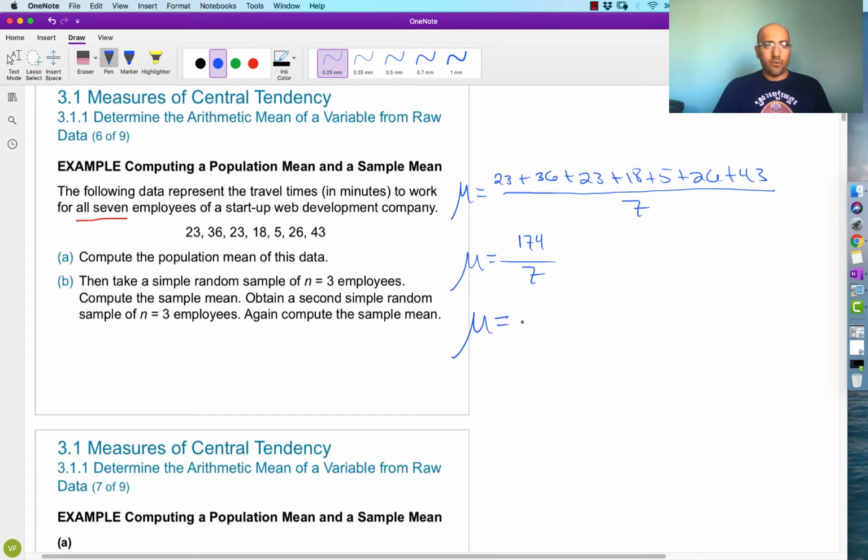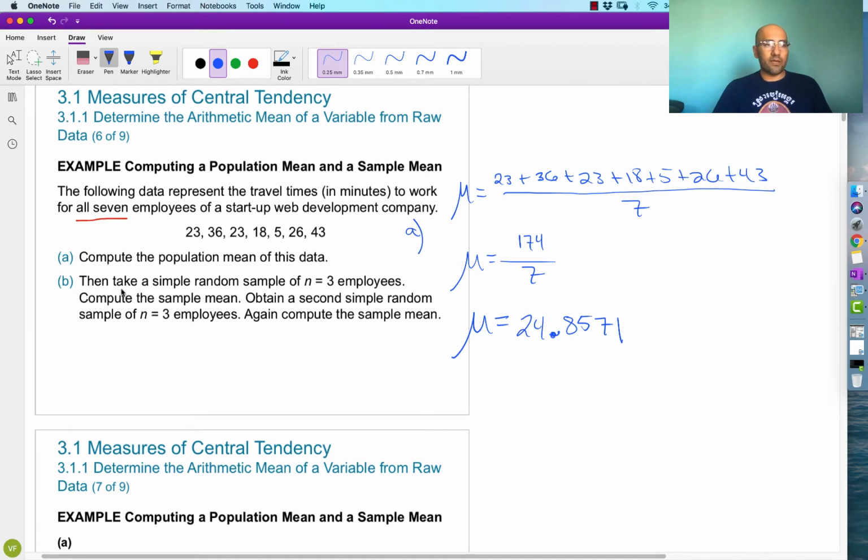I get that mu equals 24 point, let's go to 4 decimal places, 8571. That's 24.8571 going out to 4 decimal places. That takes care of part A.